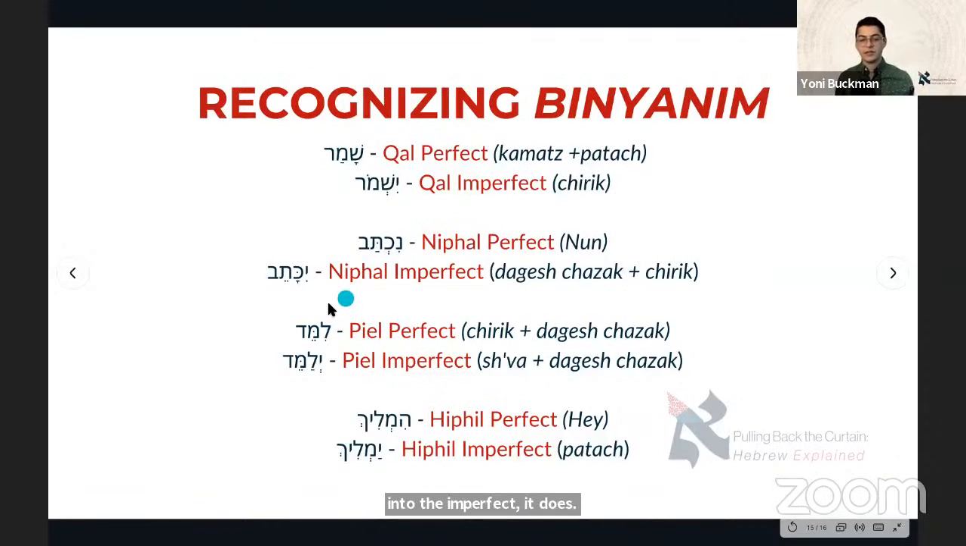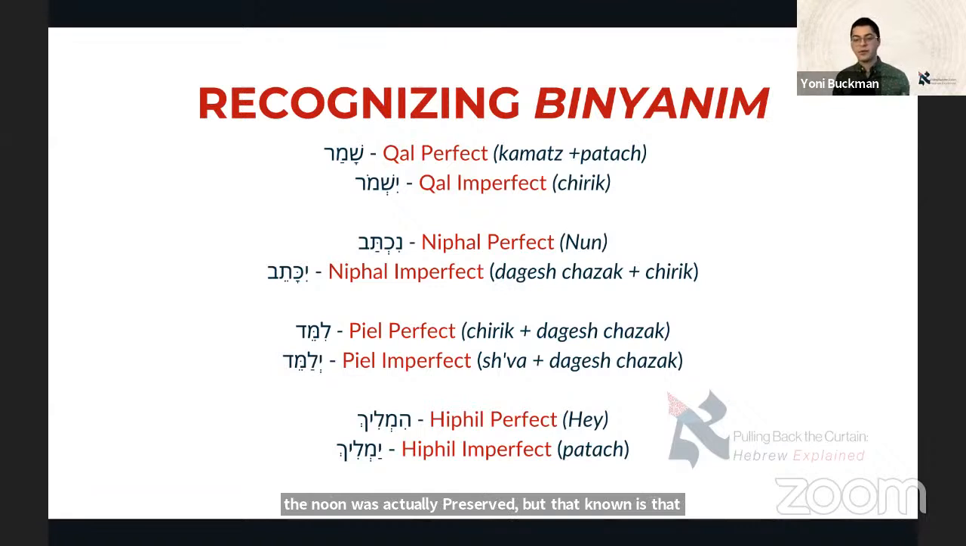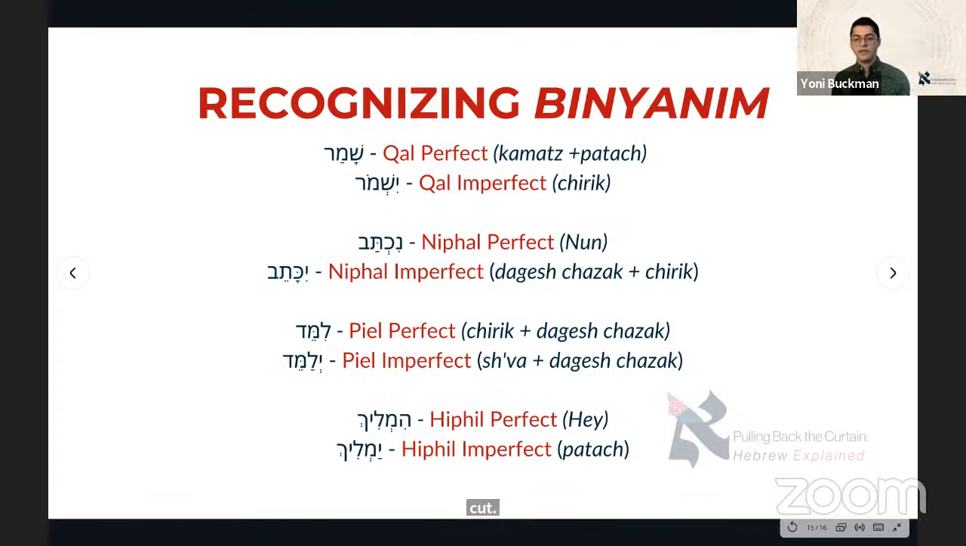And the reason for that, so you have yikatev, there's a dagesh chazak in the letter following the yud. And the reason for that is because originally the nun was actually preserved, but that nun is that liquid letter that drops. And so it kind of evaporates and leaves the residue of the dagesh chazak in the next letter. So nichtav was yinkatev, with a nun in between the yud and the kaf, right? But after a while, yinkatev, yikatev, you just get yikatev, and so you intensify the kaf, so you get that following the yud.